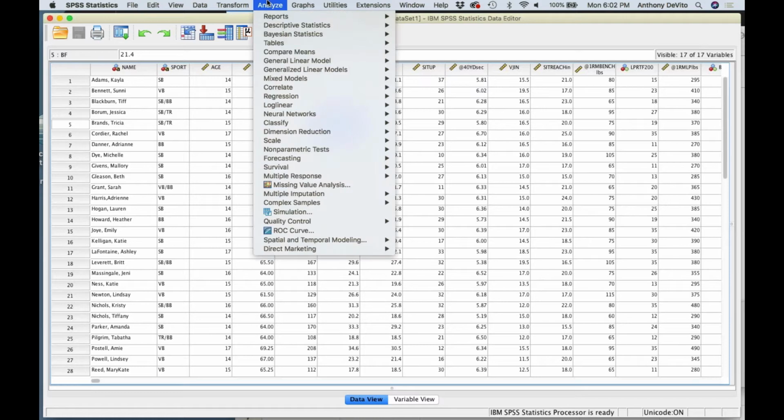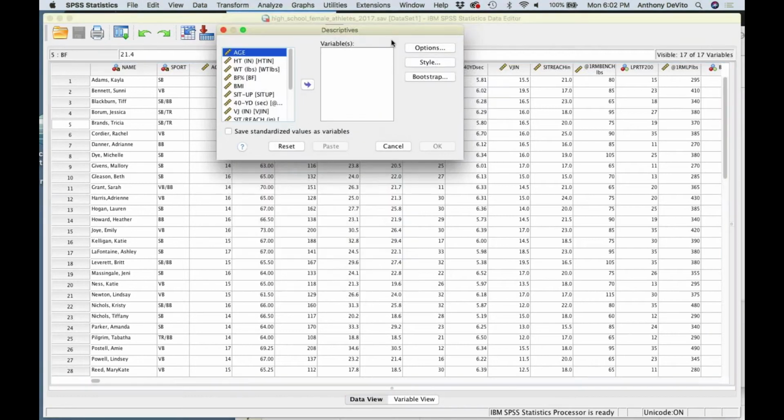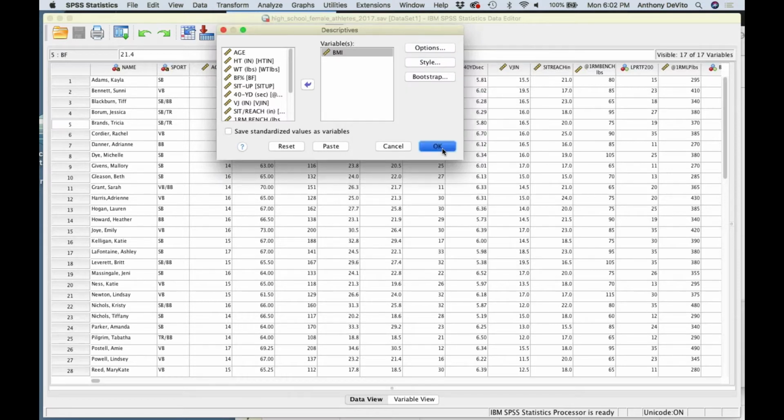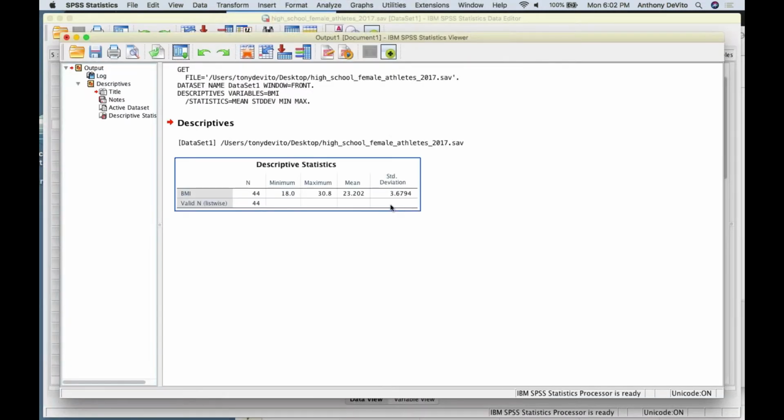I could go to analyze, descriptive statistics, and descriptives. I find the numerical variable I'm interested in and move it into the variables box. Options, I can check off mean and standard deviation, and it's going to give me those, right? It's not giving me the interquartile range. I'll click continue anyway and finish that up. It gives me two of the three statistics I'm interested in: the mean and the standard deviation for all of the girls. Unfortunately, it doesn't give me the interquartile range.